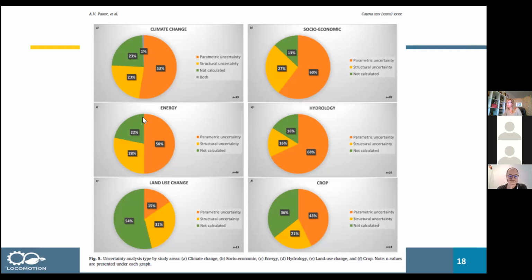Something that was raised as well is that the discipline where structural uncertainty was most calculated was energy. So that was one of our findings. Maybe in the energy field, processes need it, or it is a new component in the integrated assessment, so therefore there are more studies comparing the processes. That can be a hypothesis as well for why this is done.